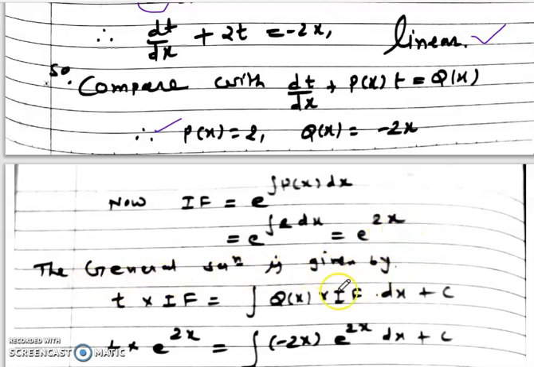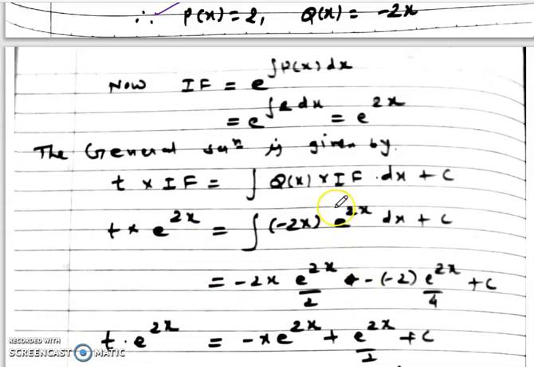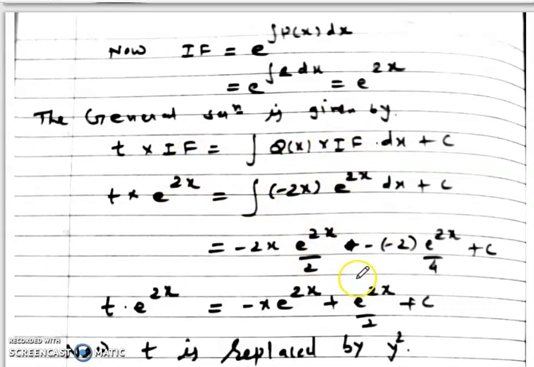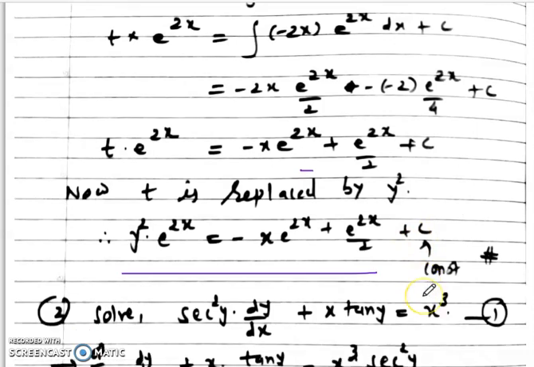The general solution is given by the dependent variable t multiplied with the integrating factor is equal to integration of q of x multiplied with the integrating factor into dx plus c. Here you can put your integrating factor and q of x. After integrating you will get this, and finally t is replaced by y square, so we get this, and this is the final answer. Degree is 1, order is 1. So in the general solution we must have one arbitrary constant.